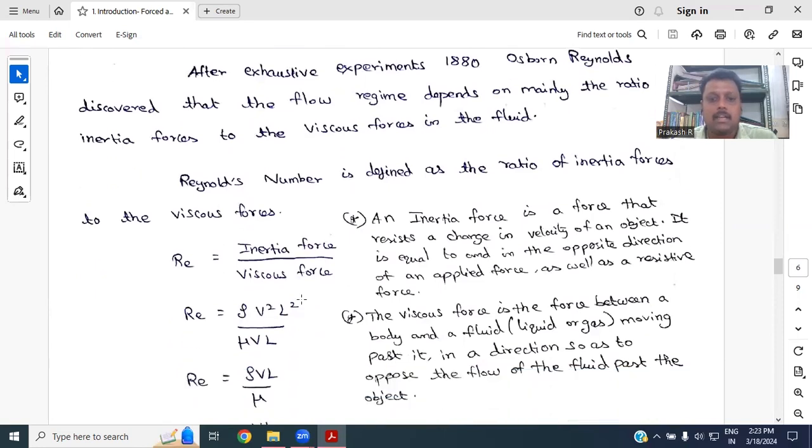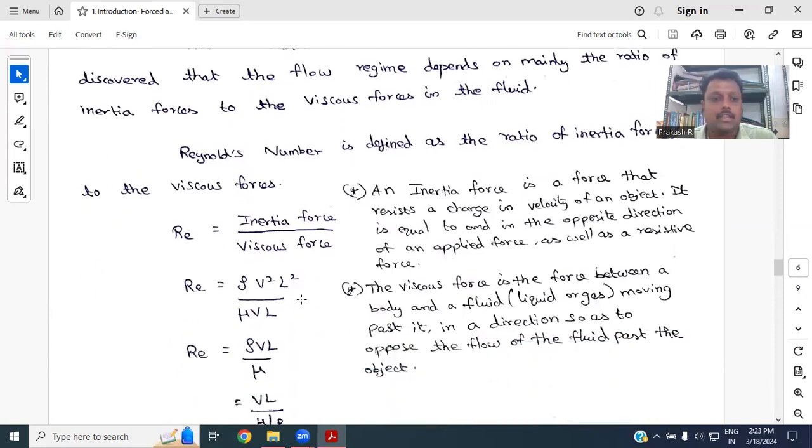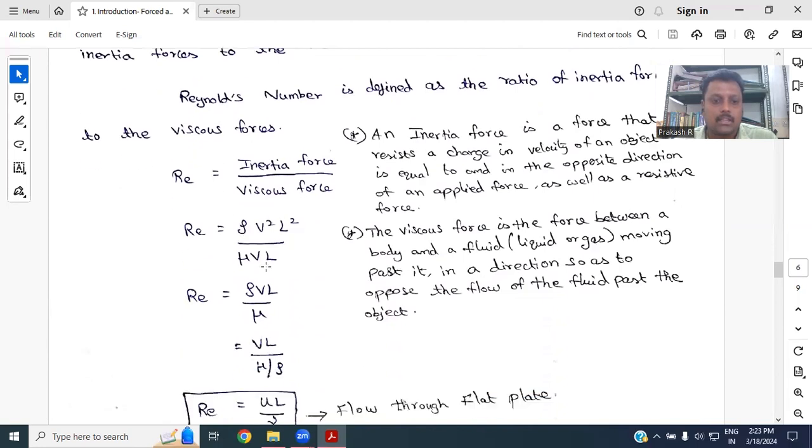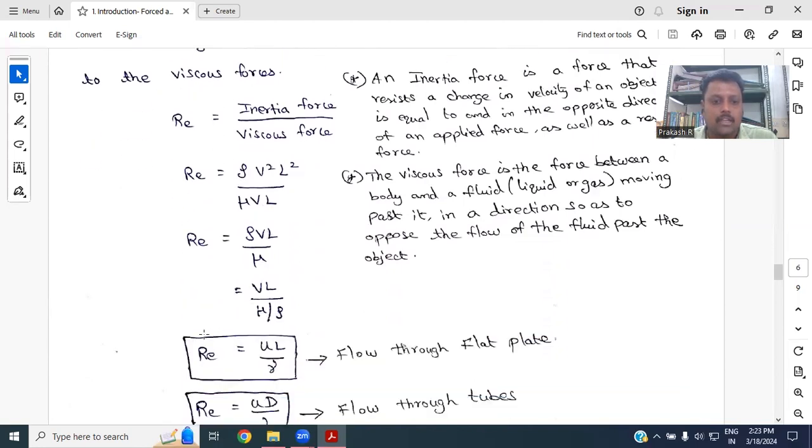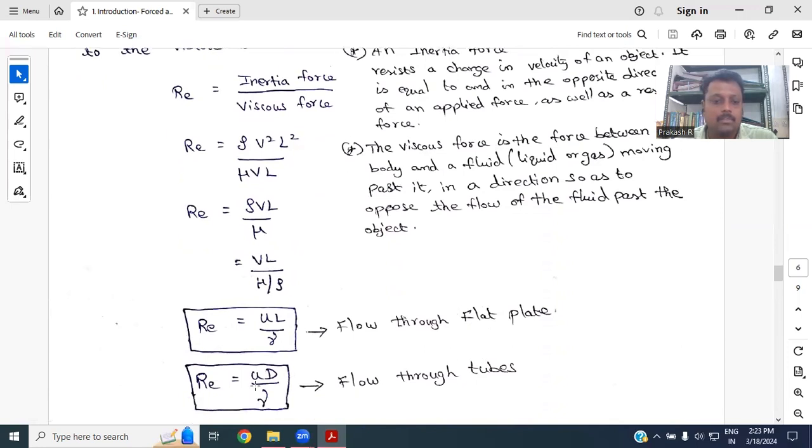And the second number is the Reynolds number. The Reynolds number can be defined as the ratio of inertia force to viscous force. By substituting the inertia force and viscous force values, the final equation of the Reynolds number is UL by gamma. This is the Reynolds number formula when we are solving a problem on a flat plate. If it is a tube or a sphere, the Reynolds number formula becomes UD by gamma, where instead of L we are substituting a term D, the diameter of the tube.